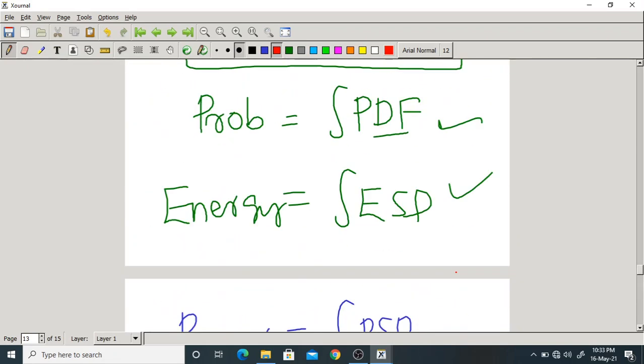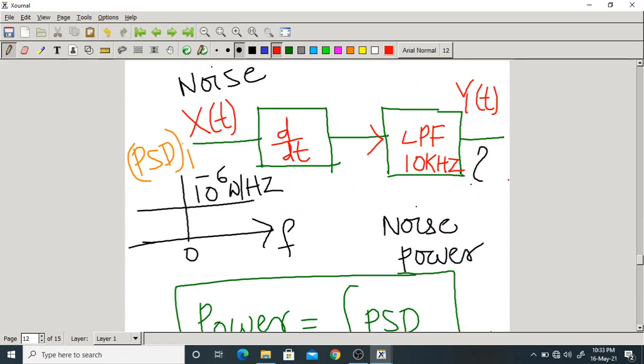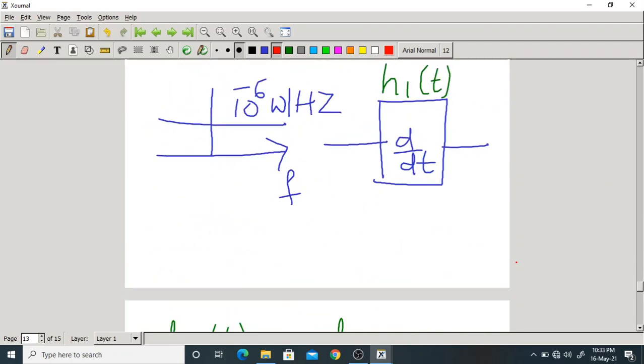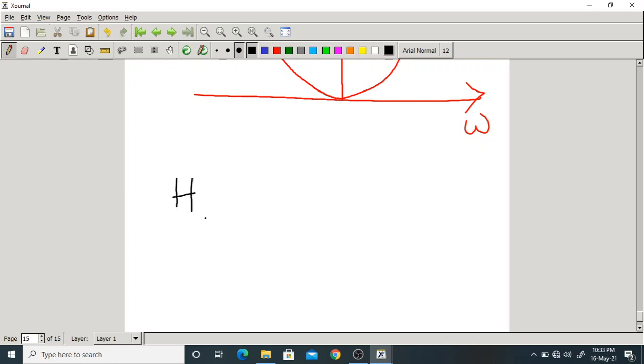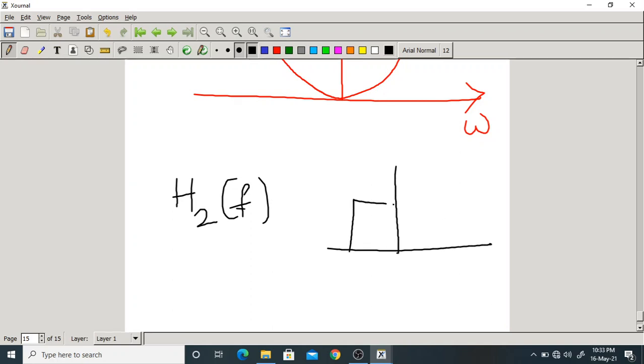What next system? Low pass filter. So here, low pass filter. I am directly writing the low pass filter frequency response H2 of f, because for the low pass filter they did not give the transfer function. They directly gave us that it is an ideal low pass filter with cutoff frequency how much? 10 kilohertz, which means minus 10 here, 10 here.